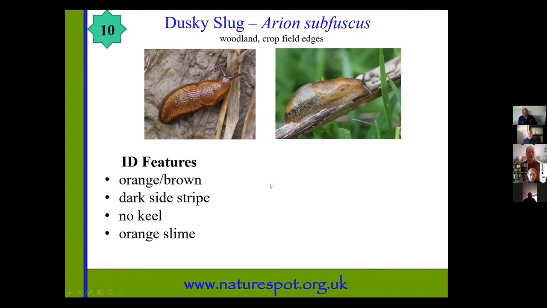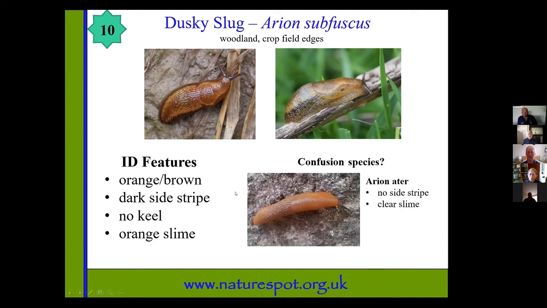And crucially, if you pick up a bit of slime from it, you can do this with your finger, or if you find that distasteful, then use a tissue, and particularly rub the tissue or your finger on the tail of the animal. That's where the slime gland is. It will release a little bit of slime, and the slime is orange. So if you get an orangey brown snail with orange slime, hey presto, you know what it is.